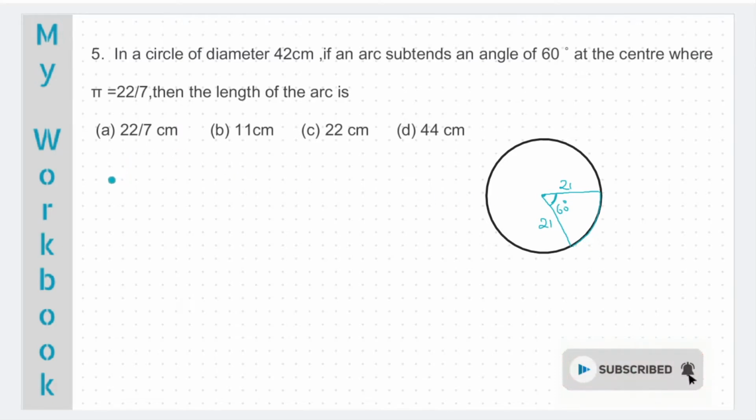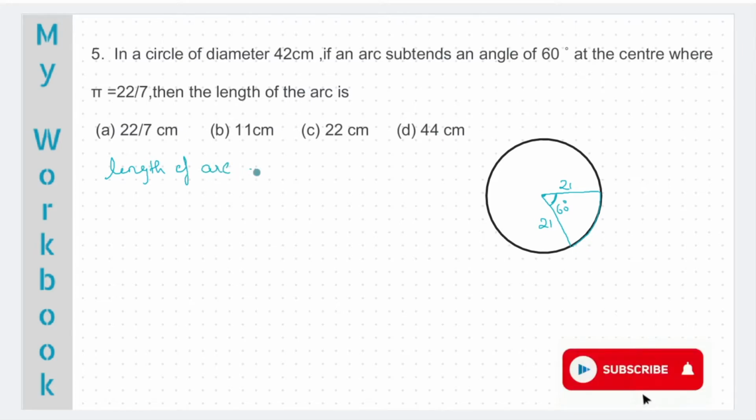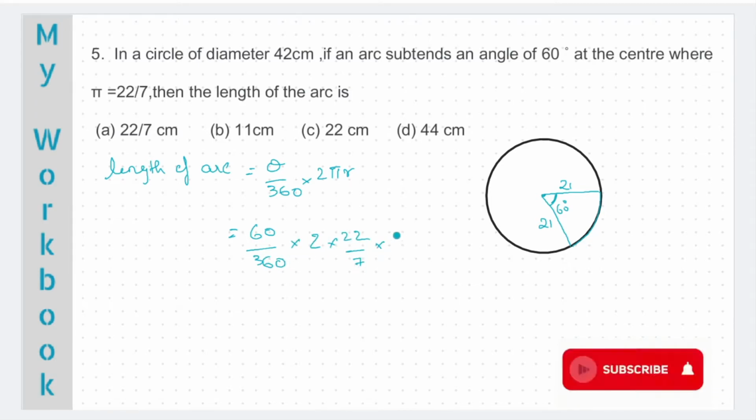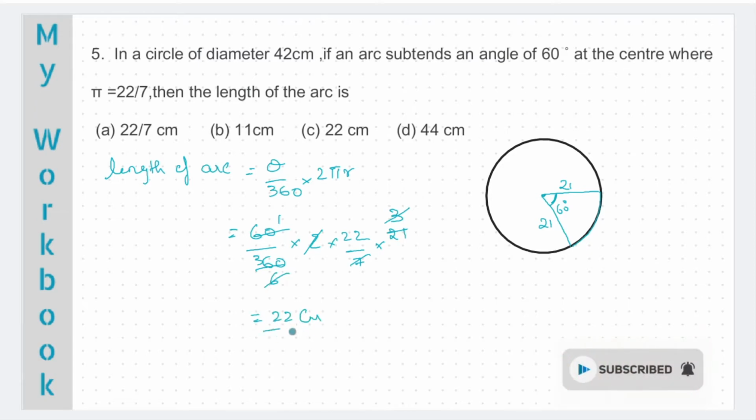What is the formula for the length of the arc? It's theta by 360 into 2 pi r. Theta is 60, so 60 by 360 into 2 pi r. 6 times is 360. 7 threes are 21. 3 twos are 6. So 22 centimeter is the length of the arc. Option C is the correct answer.